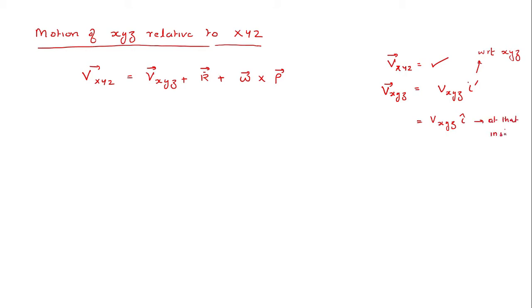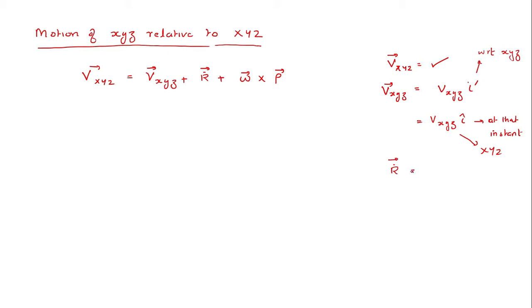That is what we are always finding, everything with respect to an instant of time here. So V small xyz is equal to the magnitude Vxyz into I dash, with respect to small xyz. I can change it with respect to capital XYZ, since at that instant I dash and I are in the same direction. Now, r dot vector.